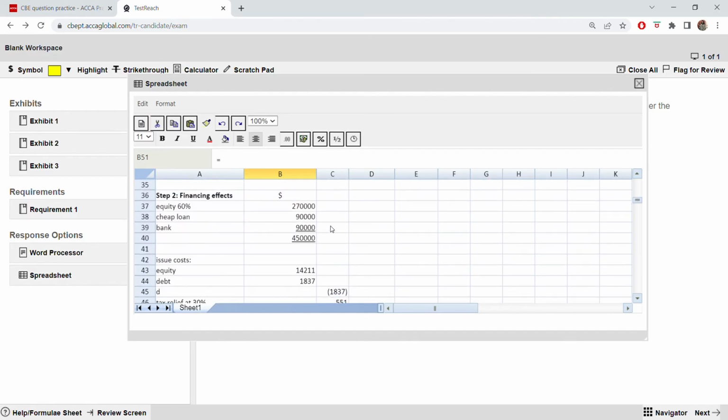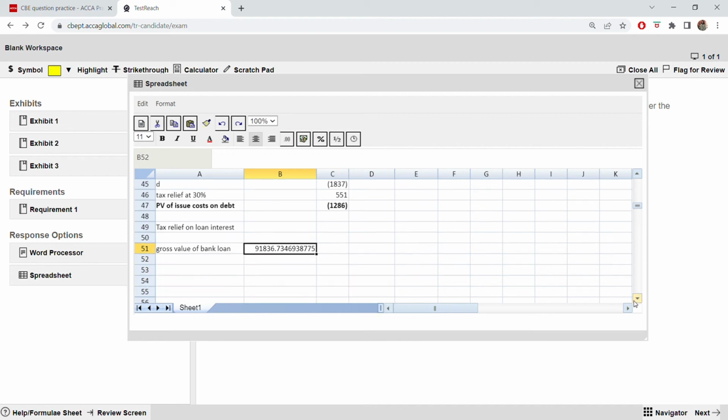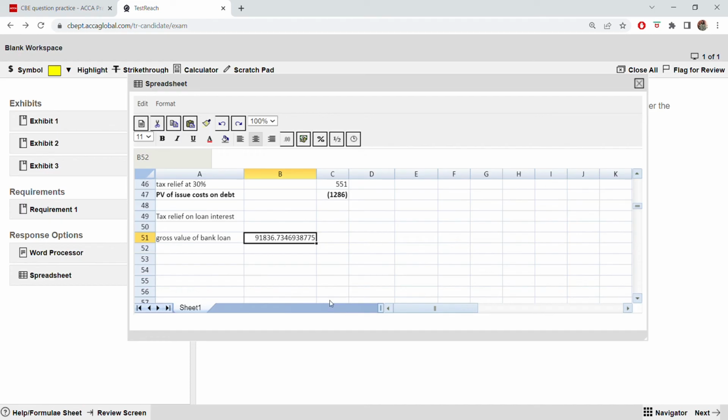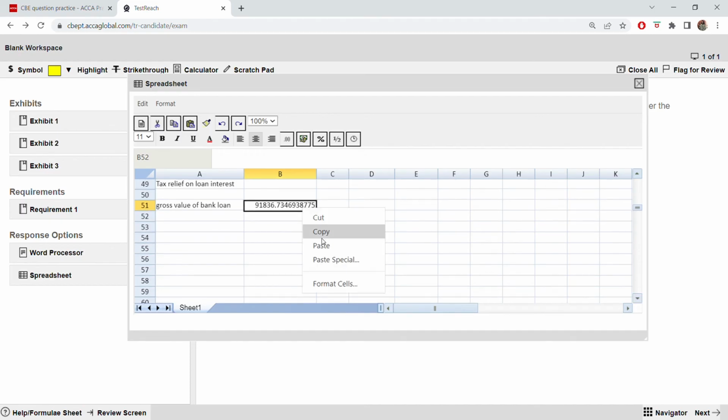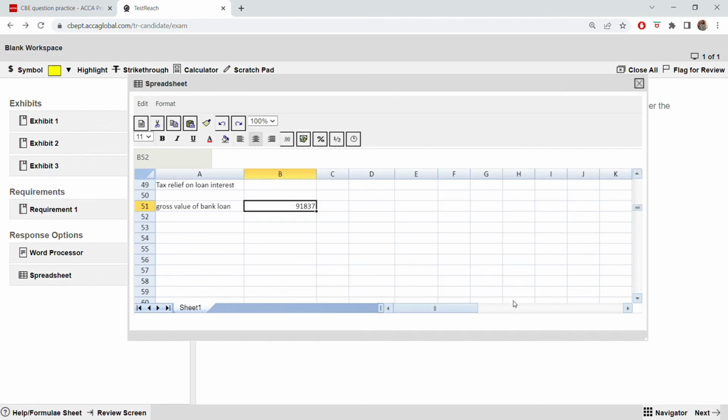It is this 90,000 plus what? The issue cost here, 1837. Don't take the negative, otherwise it will deduct it. You have to be wise enough. Add. And when you see, okay, just go format cell. You need to go down. Format cell number this. Okay. Don't worry. The moment someone clicks on the cell, they'll be able to see your workings. So you don't have to worry about it.